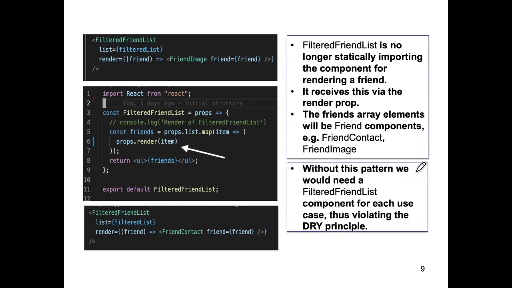What I'm saying here is that if I didn't have the render prop pattern, then I would need to have two instances of this component. One which renders the friends in one way and the other which renders the friend in the other way. And they would be statically importing the particular friend component code. So I'm reusing this in two different scenarios in my case.